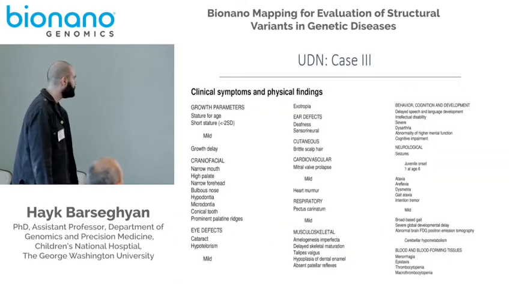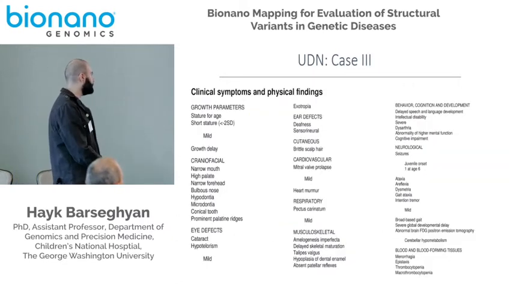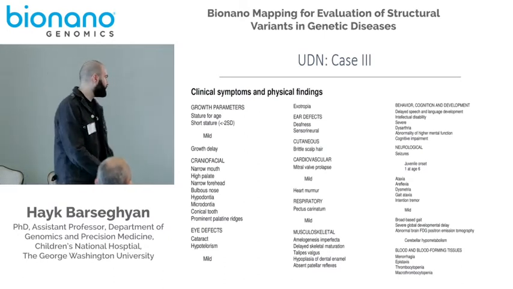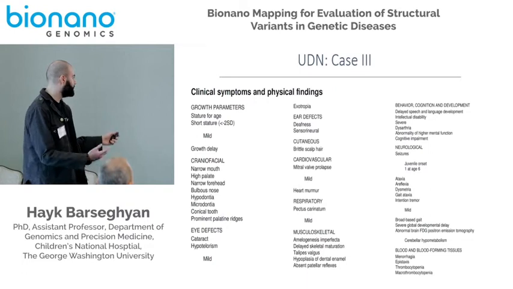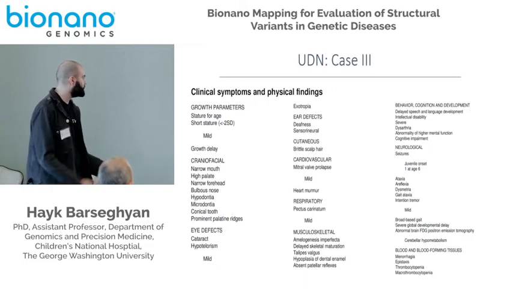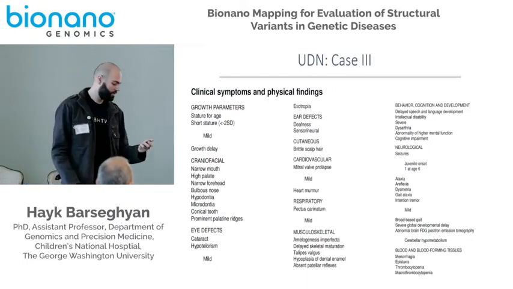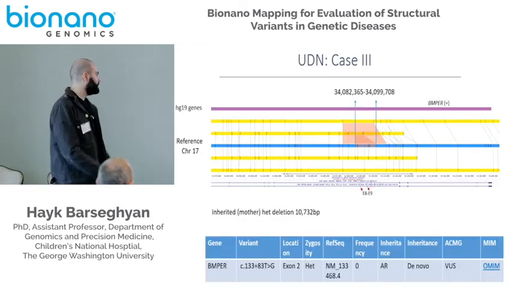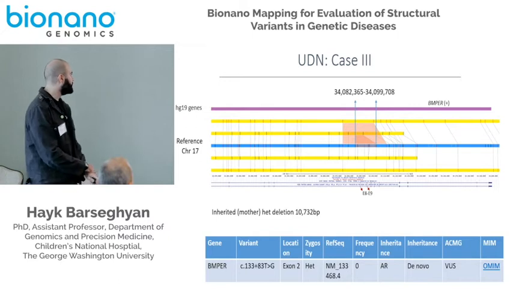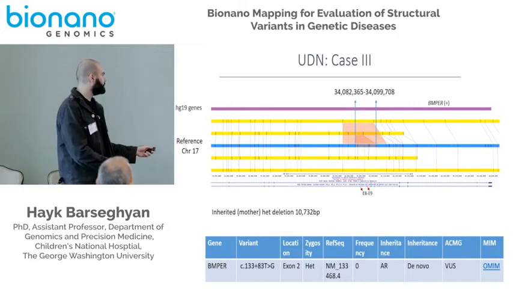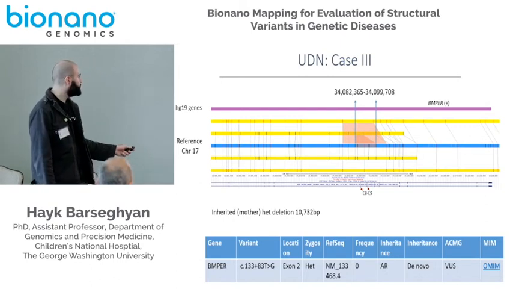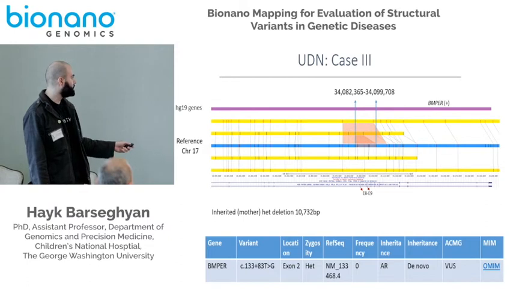And then the last case for the UDN is quite fascinating. This case has a lot of different abnormalities. I'm not going to read through them, but it's basically a syndromic case with a lot of different things happening. Once we ran the structural variant calling, we identified that in the BMPR gene there is a 10 kilobase pair deletion in one of the alleles that is coming from the mother, because we have the parents. And we identified that this deletion is likely taking out a couple of exons.